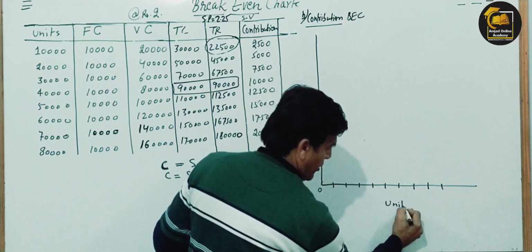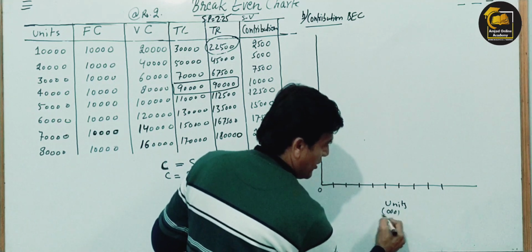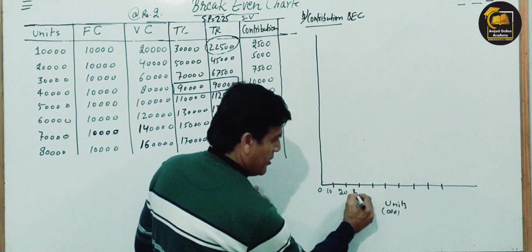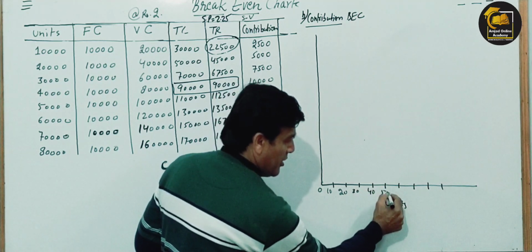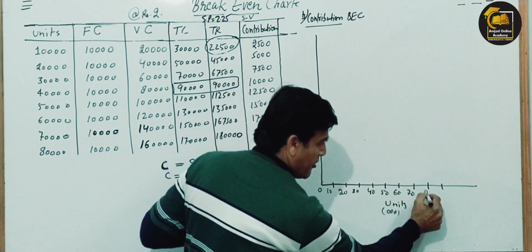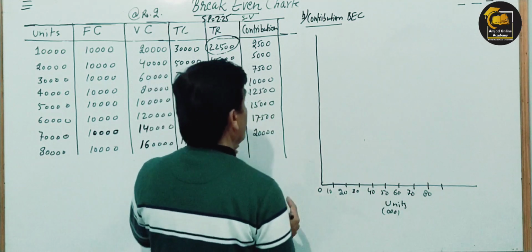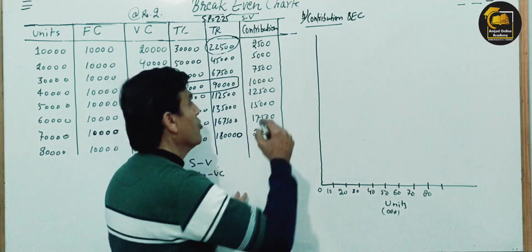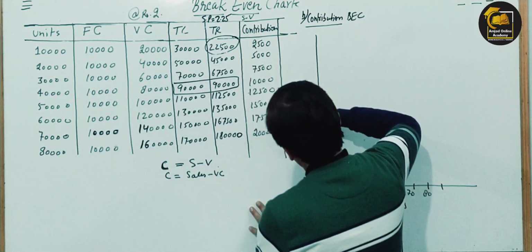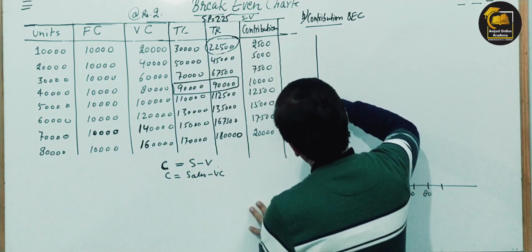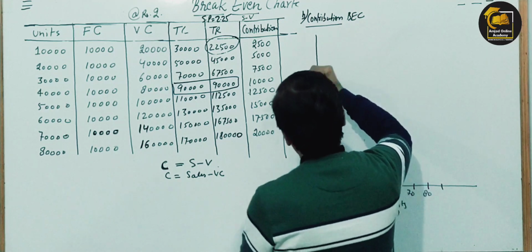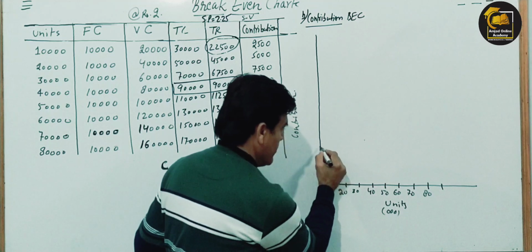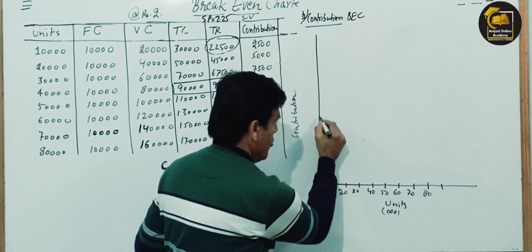Units, again I am telling you, I am taking the 3 zeros as common, meaning it is 10,000, 20,000, 30,000, 40,000, 50,000, 60, 70 or 80 thousands. Now when we are talking about the contribution, we are concerned with this column only. So here we have to draw the contribution on the y-axis. Again, I have told you that we have to take an optimum scale on the y-axis also.